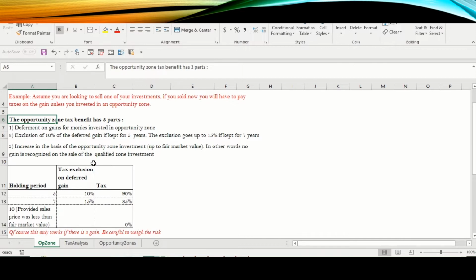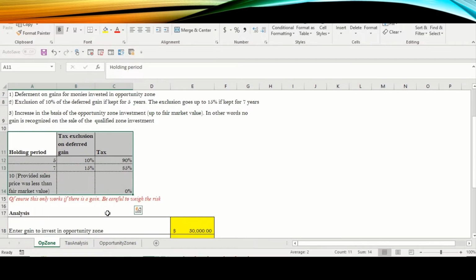And not only do you defer the gain, if you keep it for 5 years, you get to exclude 10% of the deferred gain. And if you keep it for 7 years, you get to exclude 15% of the deferred gain. And if you keep it for 10 years, you basically pay no money on the gain because your basis becomes your fair market value. And so by the time you take your fair market value minus your sales price, you get 0 taxes. So here's a summary of that in the Excel file.